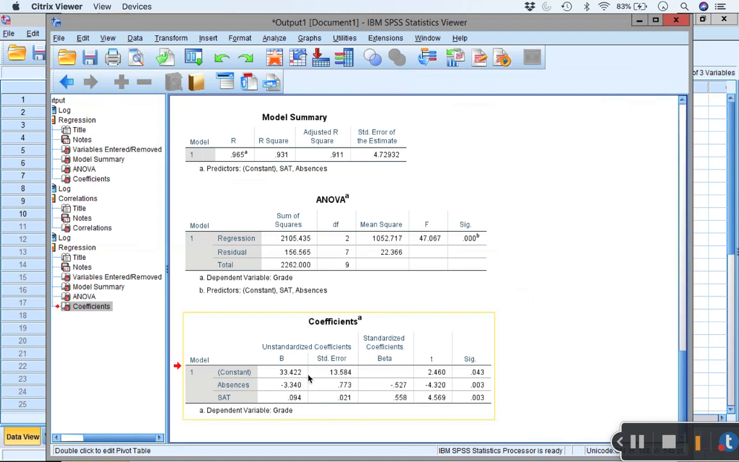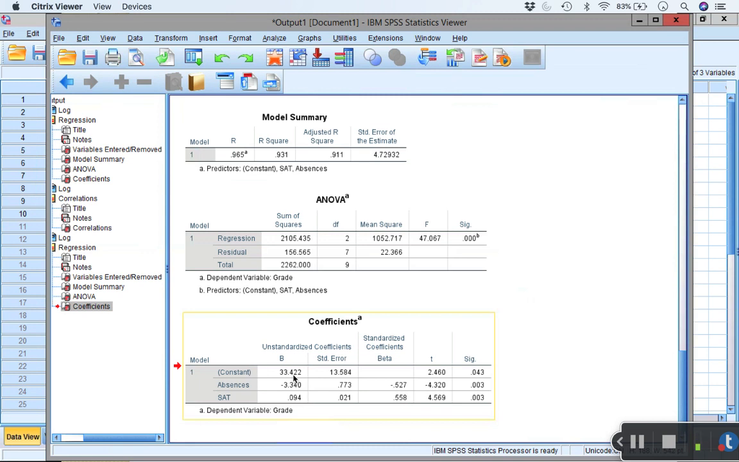We have this column B. We have our intercept that corresponds to the row labeled constant. We have a slope associated with absences, and now we have a slope associated with SAT. So we could take those values and plug them into that newly generated regression equation we had before. So again, if we had 0 absences, and for some reason someone scored a 0 on the SAT, we would predict an exam grade of about 33%.